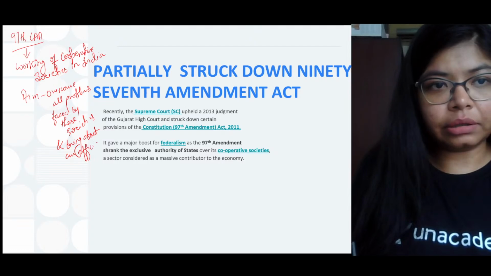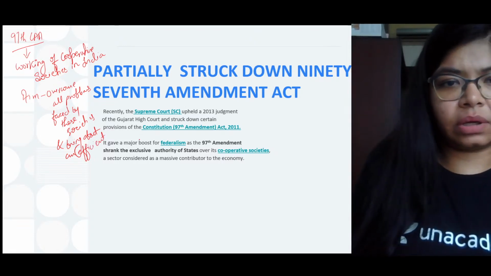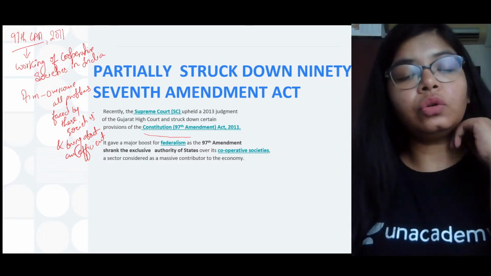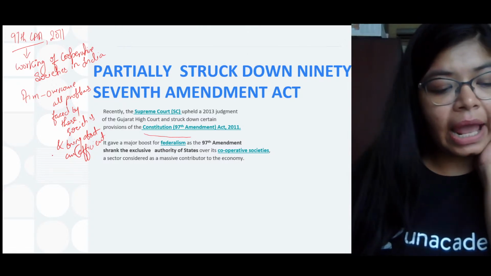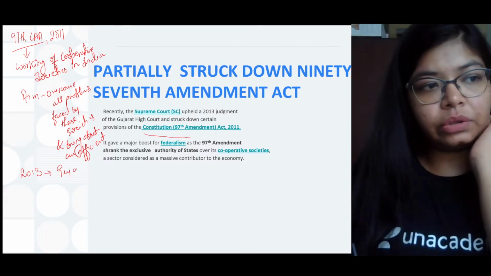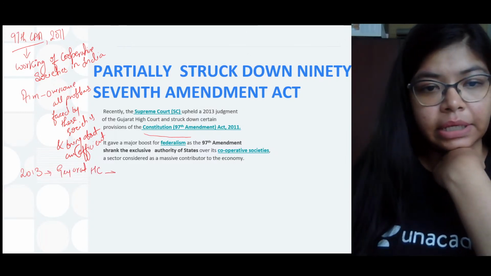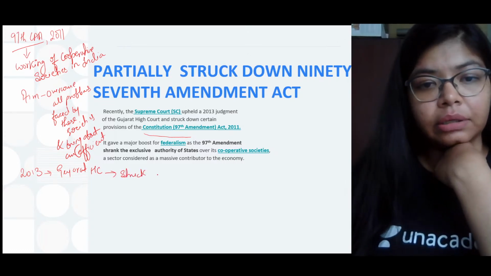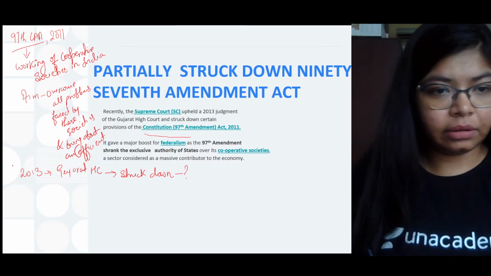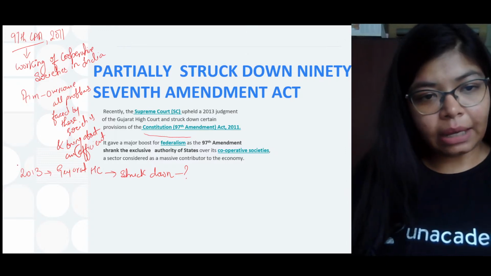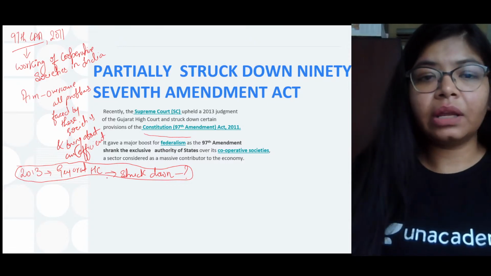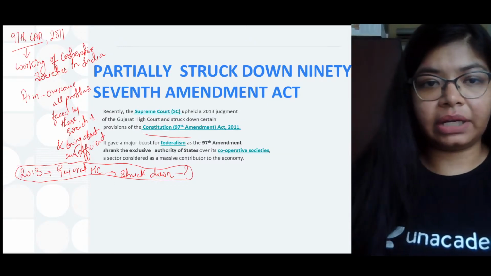Can you tell me when the 97th Amendment Act came? You can obviously read it here. 2011. So it came in 2011, and in 2013 the Gujarat High Court struck it down. Can someone tell me why it was struck down? If someone knows that, you can tell me. We will discuss this later. First let us get a basic idea of what the 97th Constitutional Amendment Act was all about.